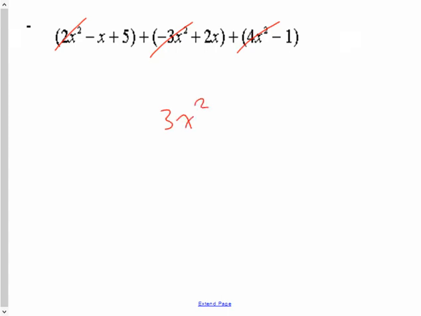A positive 3x squared. A negative x and a positive 2x is going to be a positive x. And a positive 5 and a negative 1 is going to be a positive 4. So when you add up those 3 polynomials, you end up with 3x squared plus x plus 4.